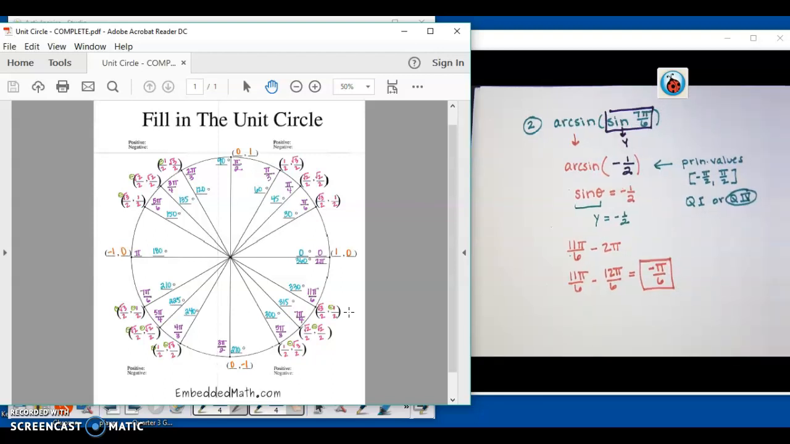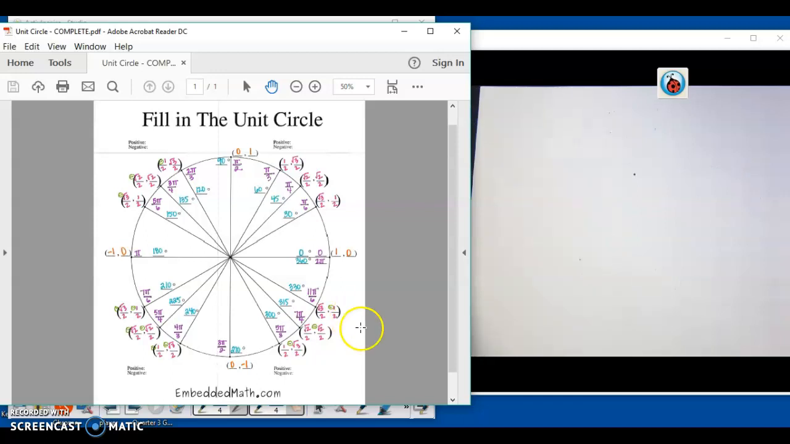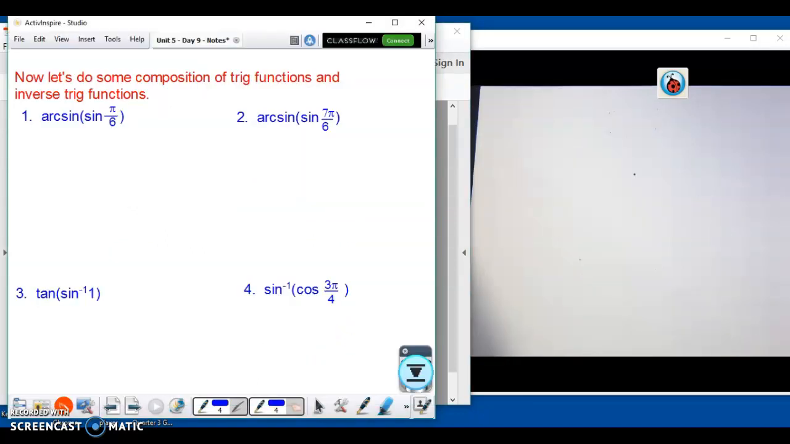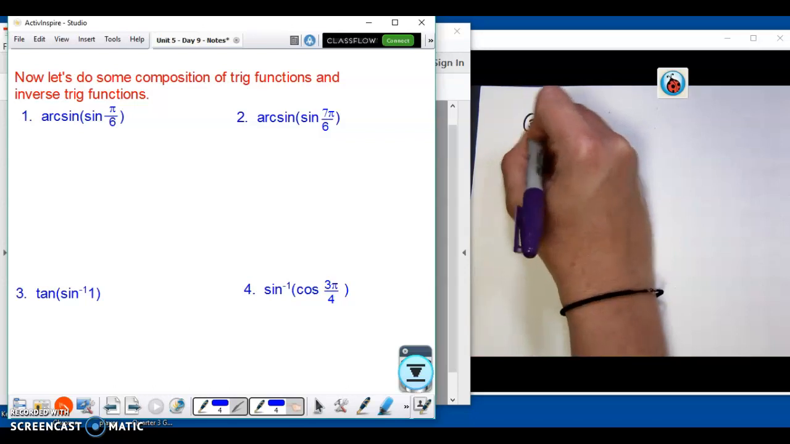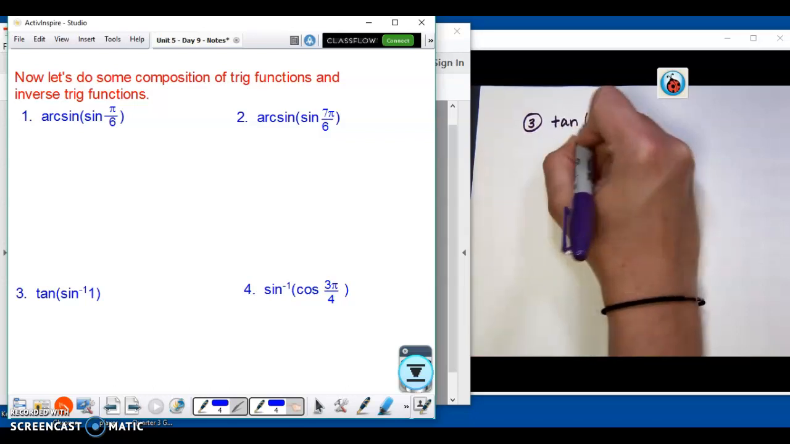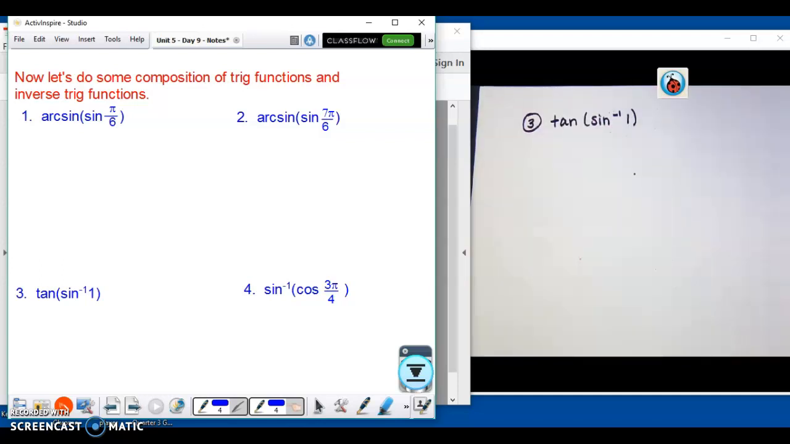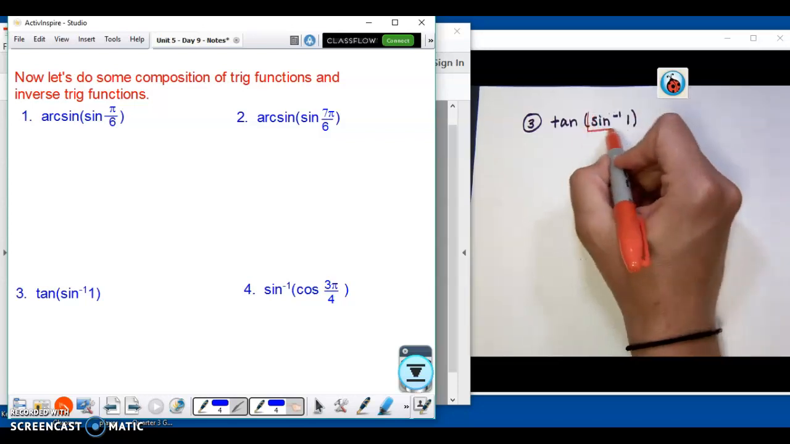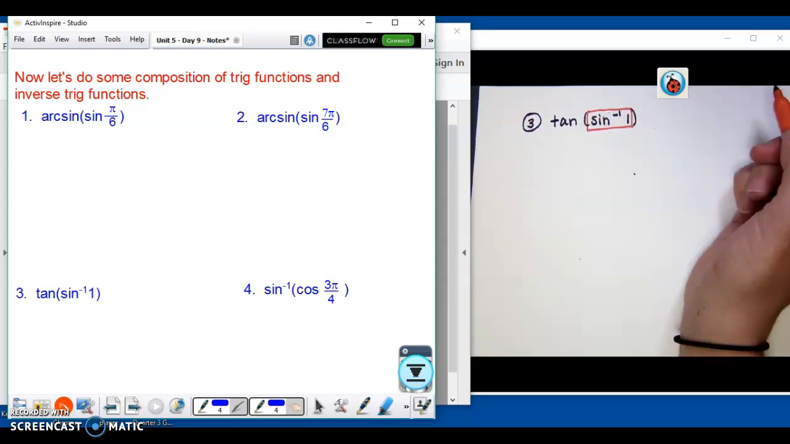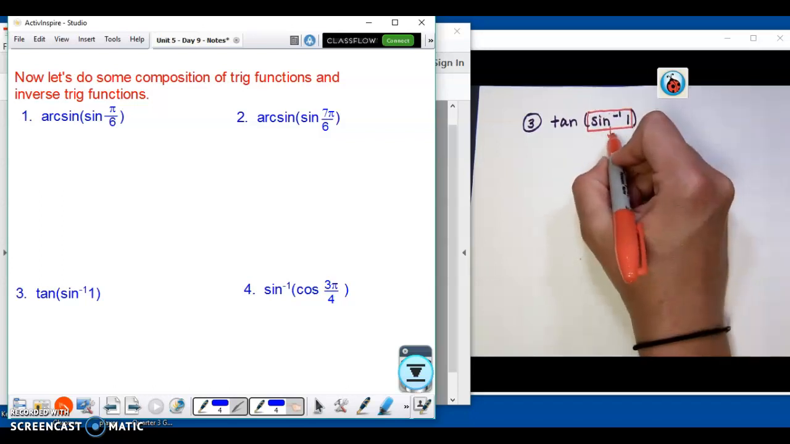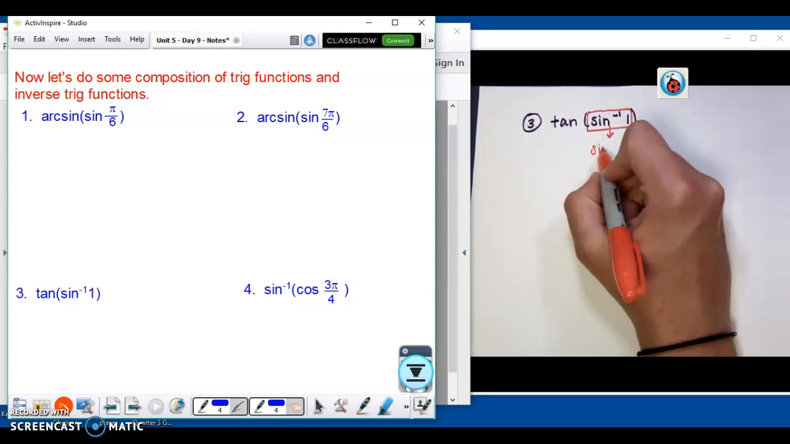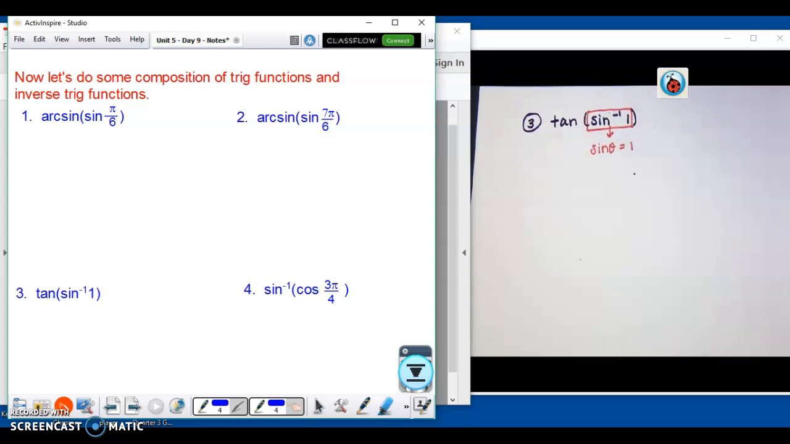Okay, looking at number 3. Alright, so for 3 we have tangent of arc sine of 1. Okay, so looking at the inside part, this time we're going to start with the inverse. So we need to rewrite this. We're going to rewrite it as sine theta equals 1.